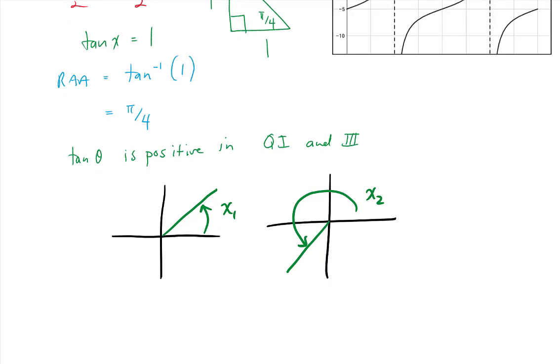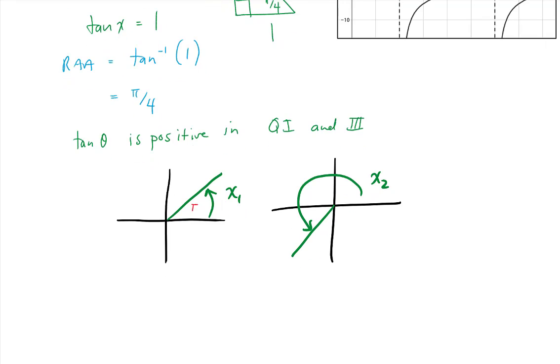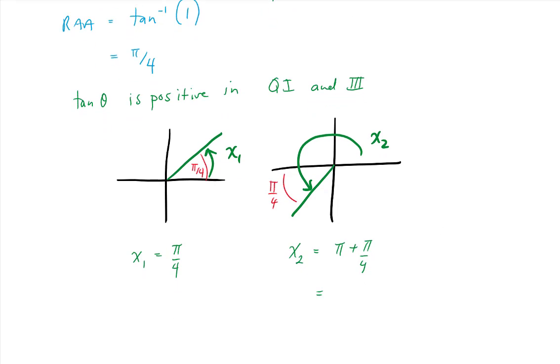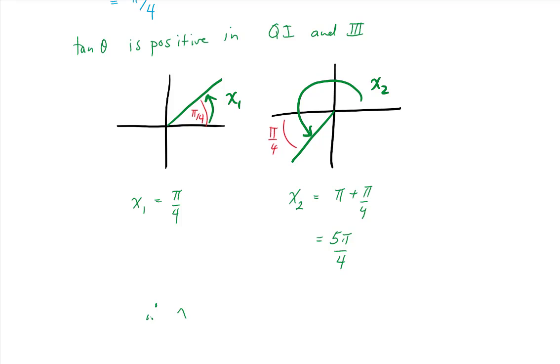So make sure to include a picture of your rotation angles. Since we know the related acute angle is pi over 4, let's include that in our diagram. And now we can solve for our x values. So we see that x1 is going to be pi over 4, and our second solution will be pi plus pi over 4. Finding a common denominator, you can show that the second solution is 5 pi over 4. So therefore, the solutions are x equals pi over 4 and 5 pi over 4.